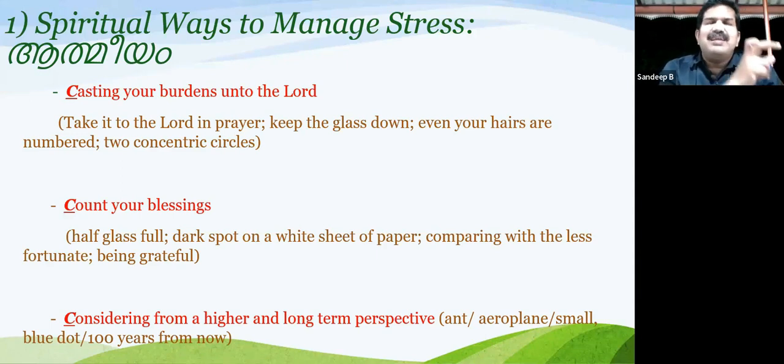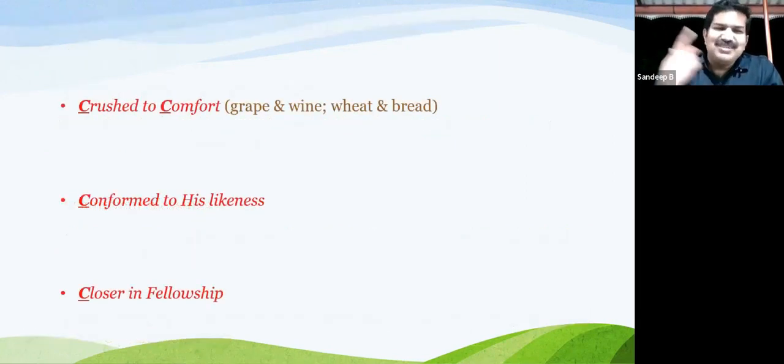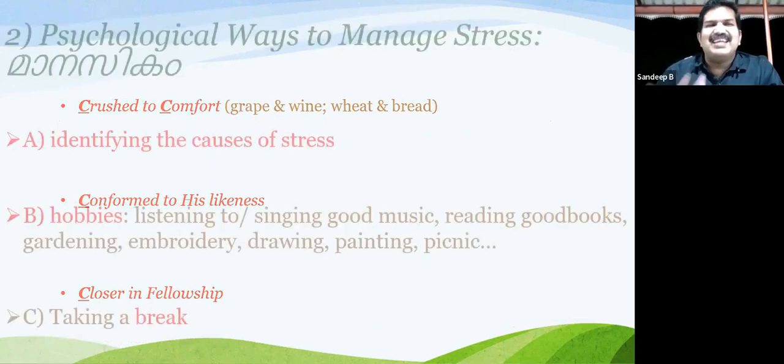There is one playlist of videos where mental health, counseling, and stress, even the secular part, are mentioned, and all the other playlists are about the spiritual aspects of all that: stress management, how to think in a positive way, how to think more and more like Christ, spiritual ways to manage stress. The acronym C is used over there: casting your burdens, counting your blessings, considering from a higher and long-term perspective, crushing to comfort others, conforming to His likeness, closer fellowship with the Lord, clinging on to Christ.